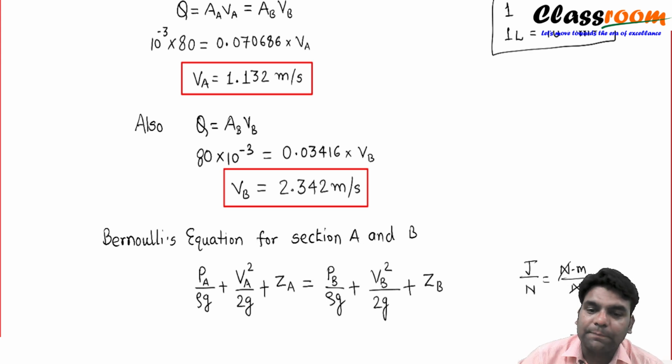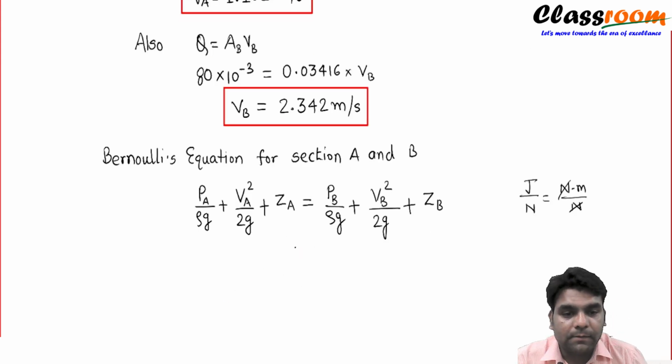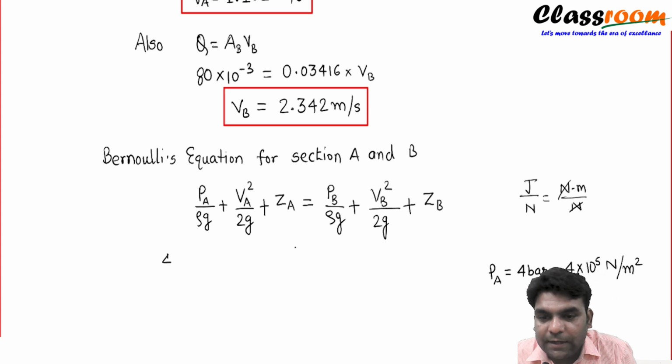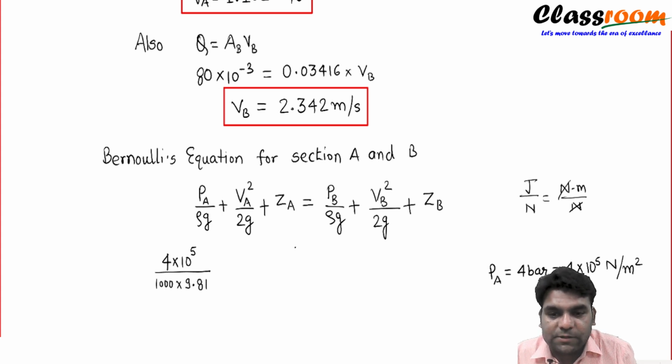Okay. Now we know that pressure at A point is 4 bar. In SI units, we will convert it into Pascals, and 1 bar is equal to 10 to the power 5 Pascal. So 4 bar is equal to 4 into 10 to the power 5 Pascal, and Pascal is represented as Newton per meter square. So we will put here the values of all the known quantities. Pressure at section A, 4 into 10 to the power 5. Density is 1000 for water. And the gravity 9.81 meter per second square.